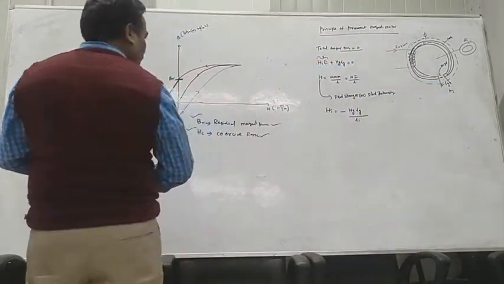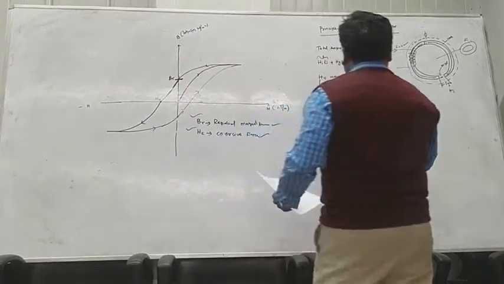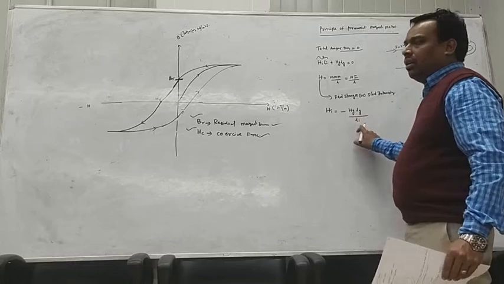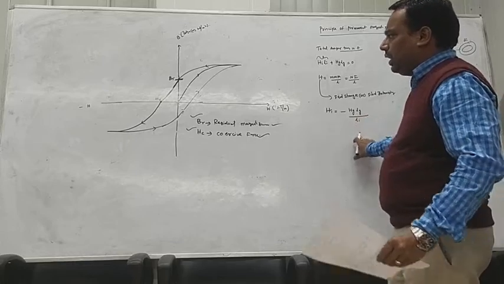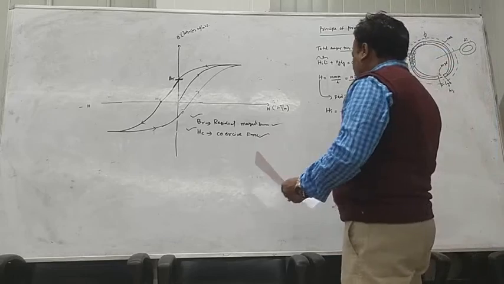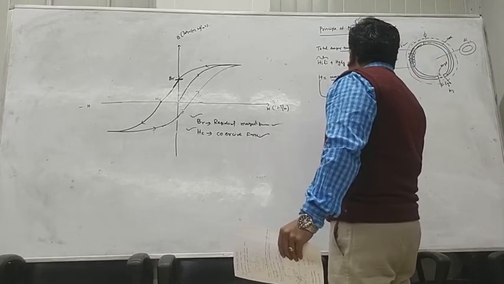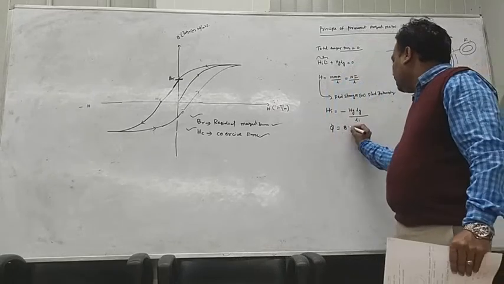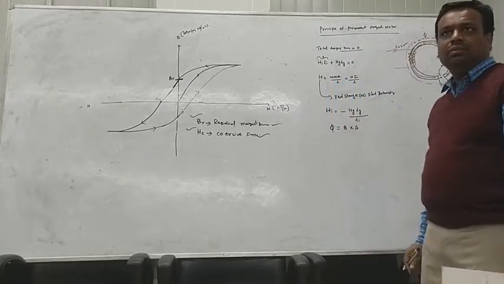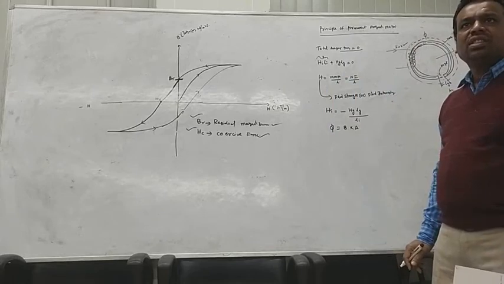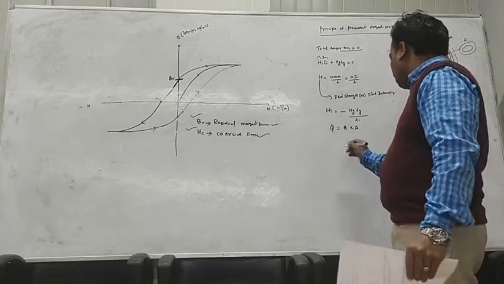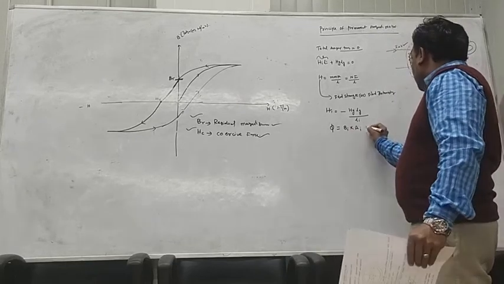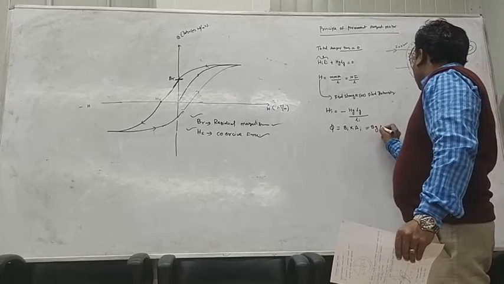As I explained, Hi is equal to minus Hg into Lg by Li. Let us come to this particular point. You know that the flux is equal to the flux density into the cross sectional area. So phi is equal to Bi into Ai, which is equal to Bg into Ag.